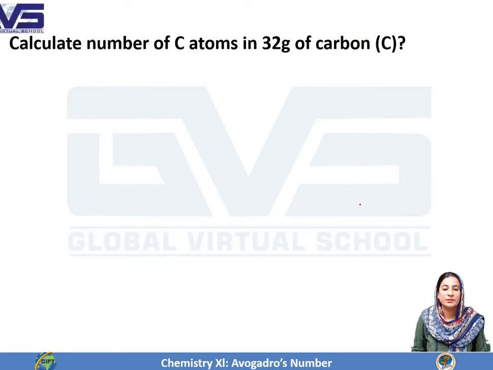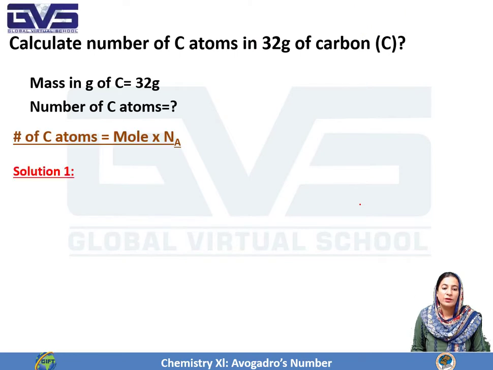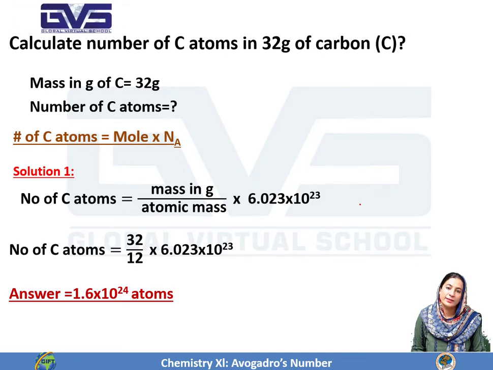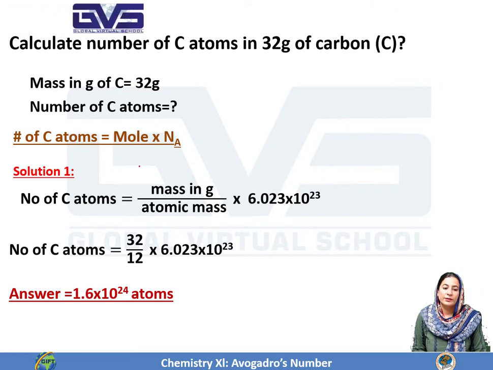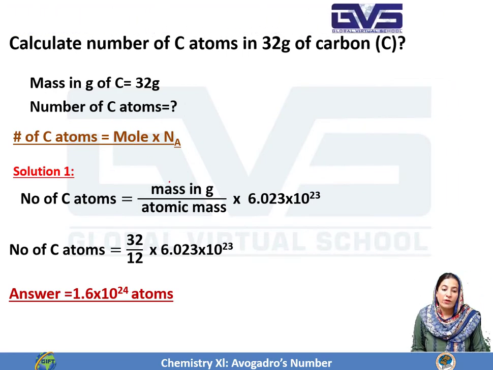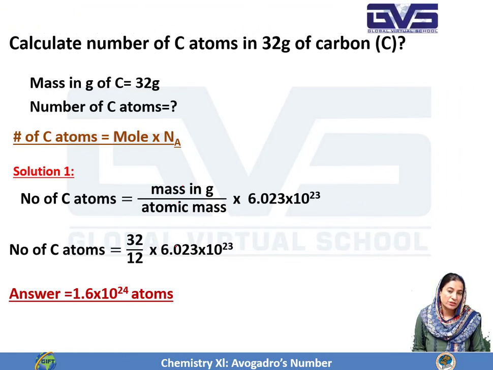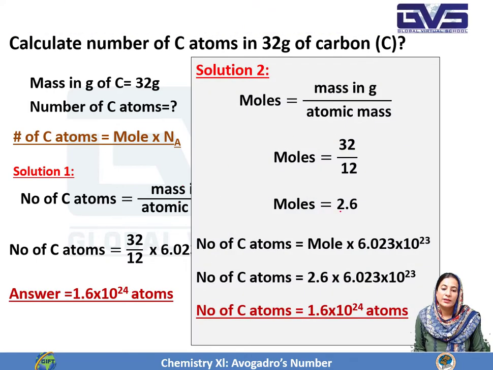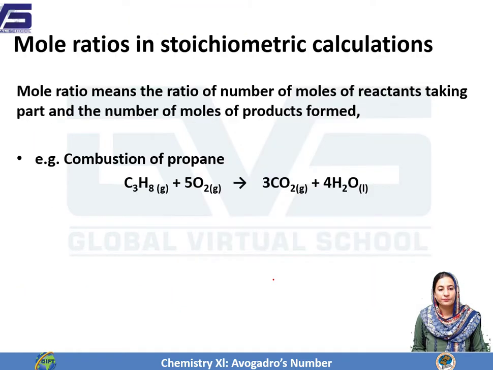Calculate the number of carbon atoms in 32 gram of carbon. I have already told you: mass in gram divided by molar mass multiplied by Avogadro's number. You just simply find the number of carbon atoms. That is very easy. There are two solutions for that. First, keep the formula of mole here: mass in gram divided by molar mass times Avogadro's number. Second solution is to first separately find the number of moles like this, then multiply this mole with Avogadro's number. The answer will be the same for both of them. So this is hopefully clear.